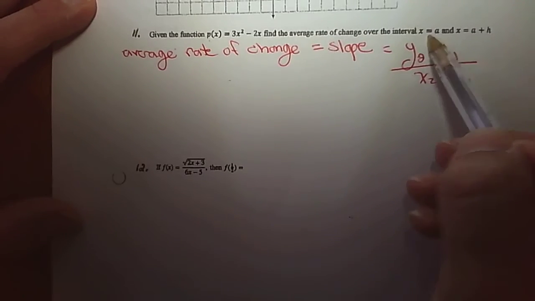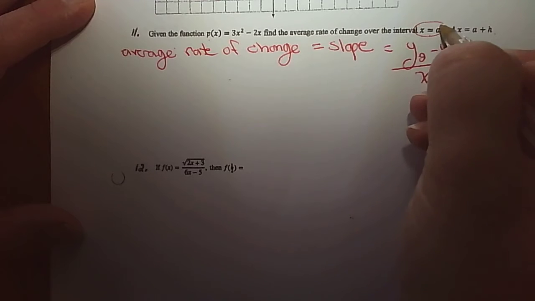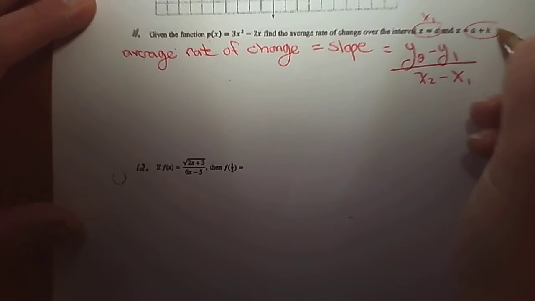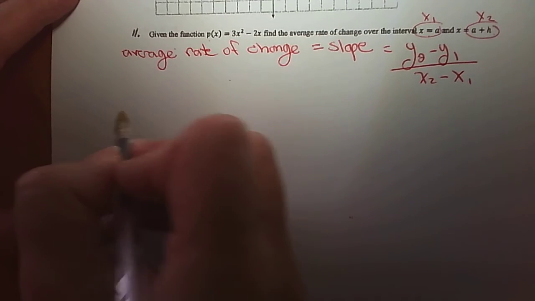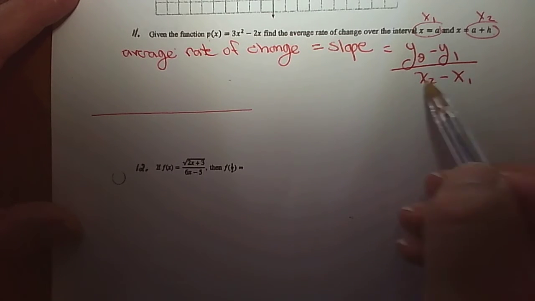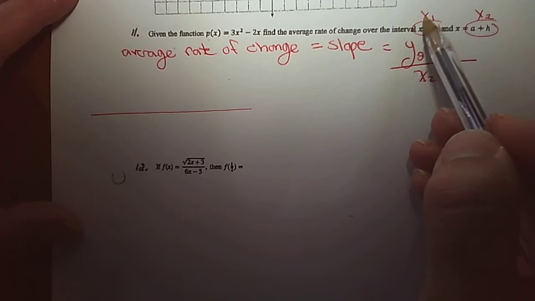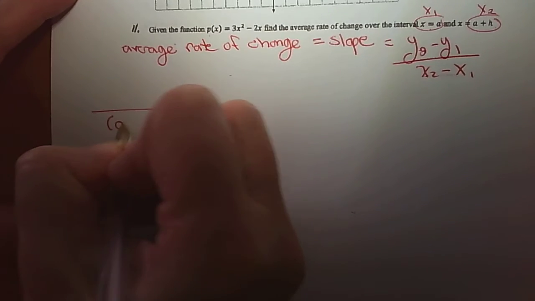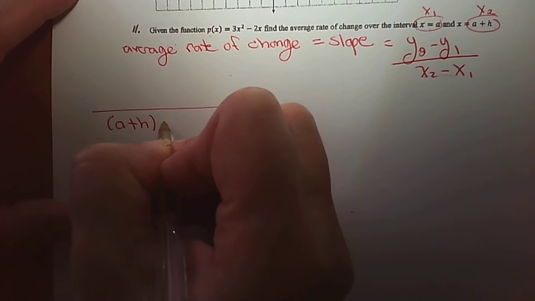So I gave you two x's. This one here is going to be x1. This one here is x2. So the first thing I'm going to do is make a fraction bar. I'm going to do this part first. x2 minus x1. So that means I'm going to do a plus h minus a.